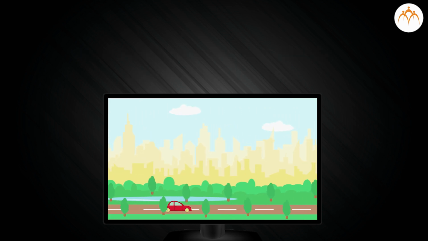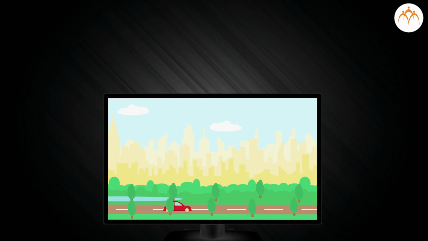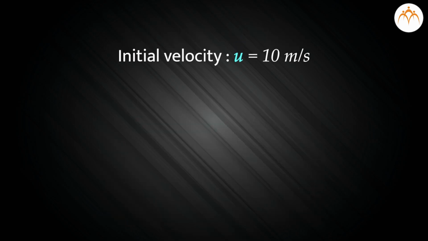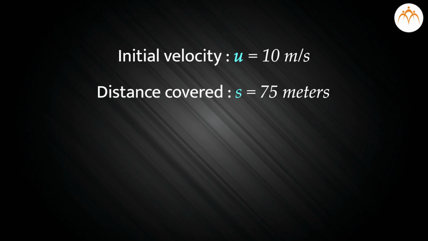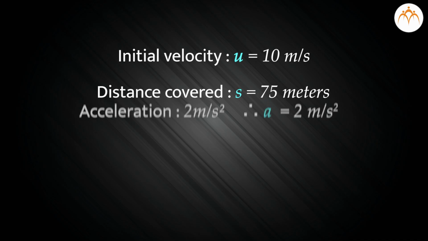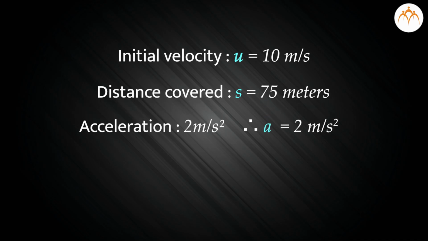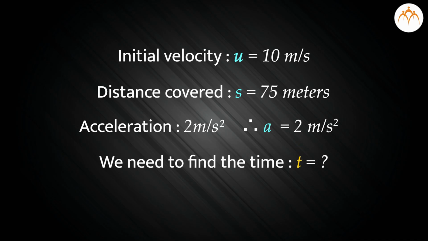Now let's put this information into mathematical terms. Initial velocity u is equal to 10 meters per second. Distance covered s is equal to 75 meters. Acceleration a is equal to 2 meters per second square. We need to find out the time, that is t. So t is equal to what?